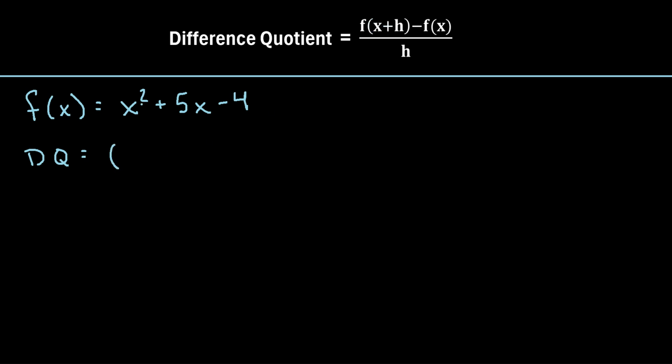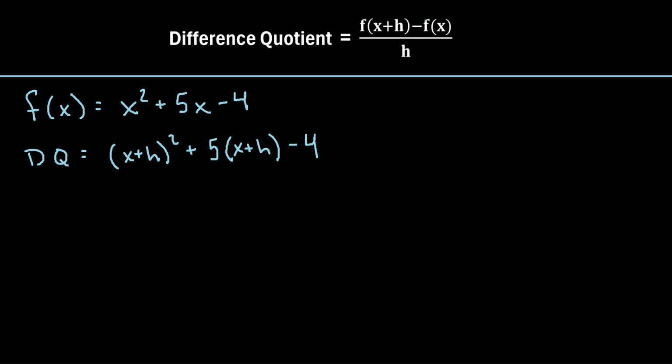So instead of x squared, we're going to write x plus h squared. And then we have plus 5. Instead of writing an x, we're going to write an x plus h. And then we just have minus 4. So that's f of x plus h.